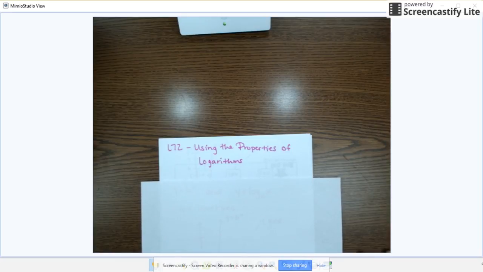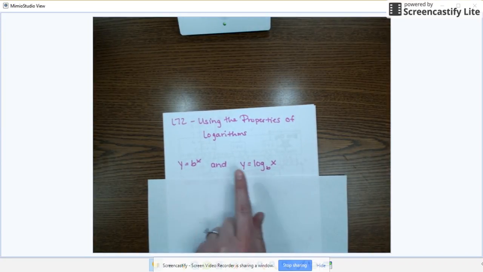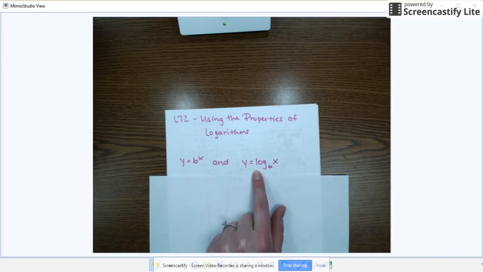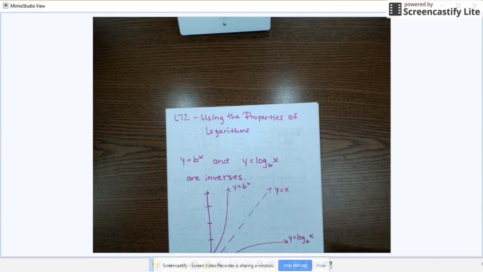Hey guys, we're going to introduce some properties of logarithms, a little bit longer lesson, so I'm going to move through it pretty quickly. But just a reminder that we have an exponential and a logarithmic equation that we've just talked about, and we talked about how those are inverses. So if you recall, inverses on a graph are always reflected over the line y equals x.